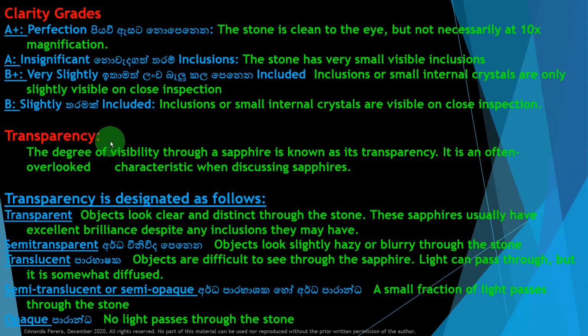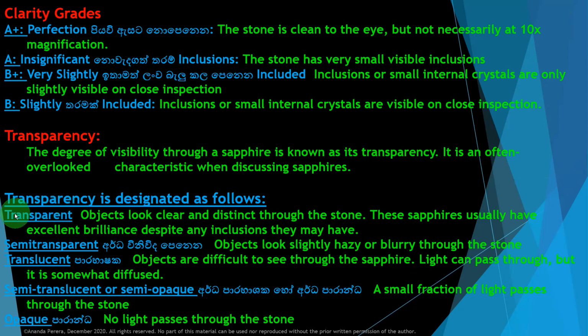Transparency. We should consider inside the clarity, stone should be with transparency. The degree of visibility through a sapphire is known as its transparency. It is an often overlooked characteristic when discussing sapphires. Transparency is designated as follows. There are 5 things: transparent, semi-transparent, translucent, semi-translucent, or opaque.